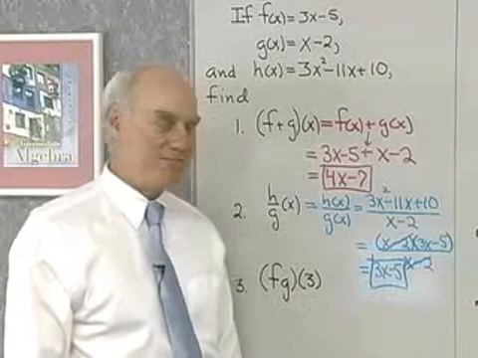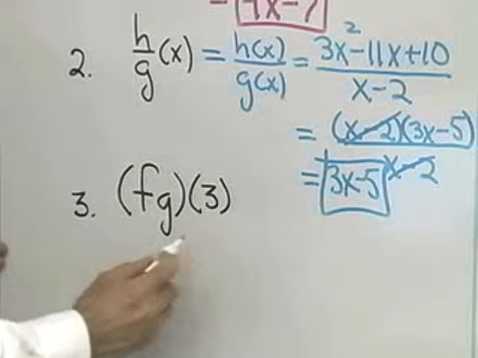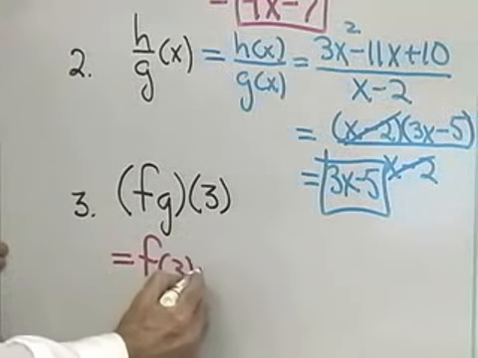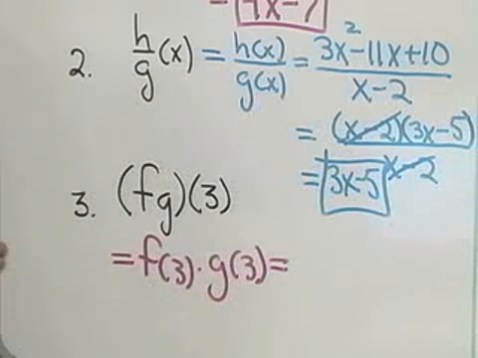Let's look at another problem. I have the product of two functions, f and g, and I want to evaluate them at 3. So f times g of 3 is going to be f of 3 times g of 3. So I'll go back up to my original definition for the functions.